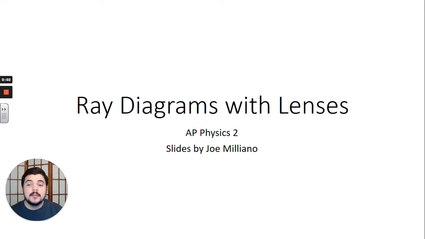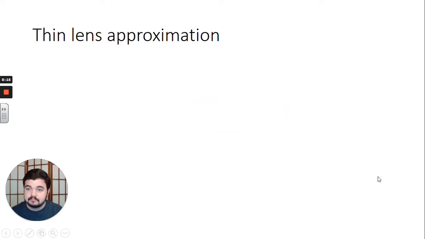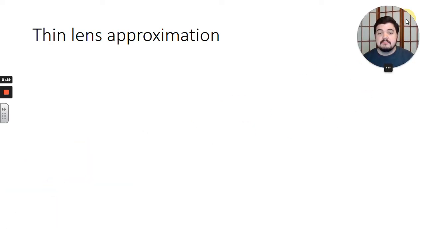In this video, we are going to be looking at ray diagrams with lenses. So how can we trace particular principal rays so that we can predict information about the image that a lens forms? First, we need to become familiar with the thin lens approximation.